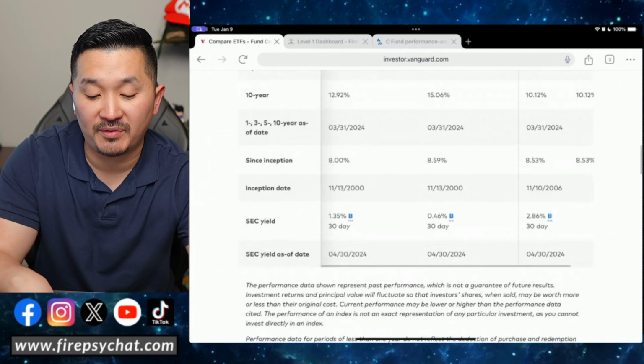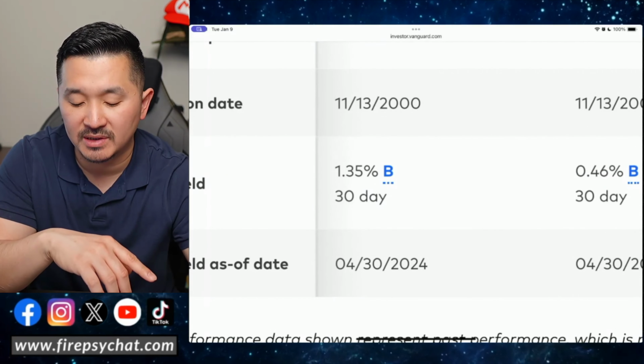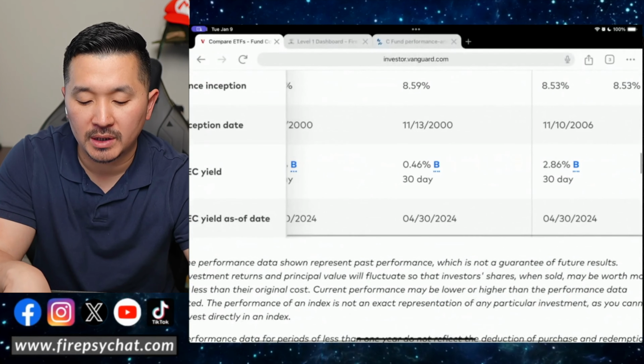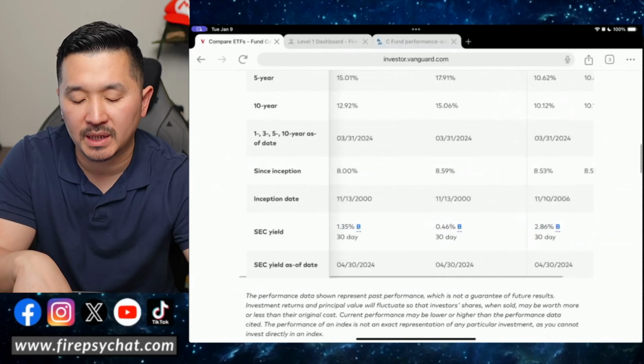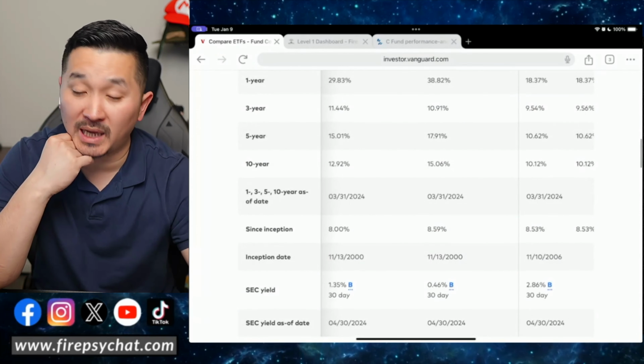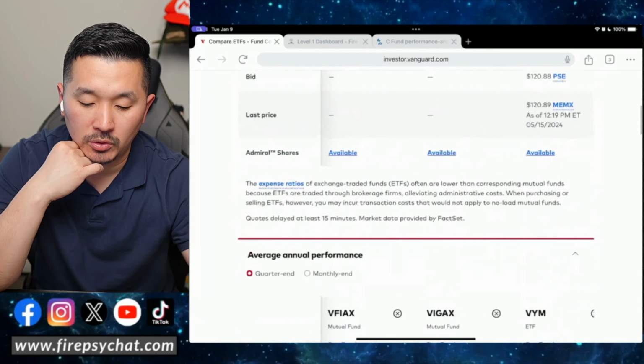And look at the S&P 500 index fund. It pays you 1.35% in annual dividend rate. And then for the growth one, it only pays you 0.46%. So keep that in mind. This is more of a growth company mutual fund. So that's how you can kind of look at it and like, all right, this is pretty good. And this is how I would go forward.